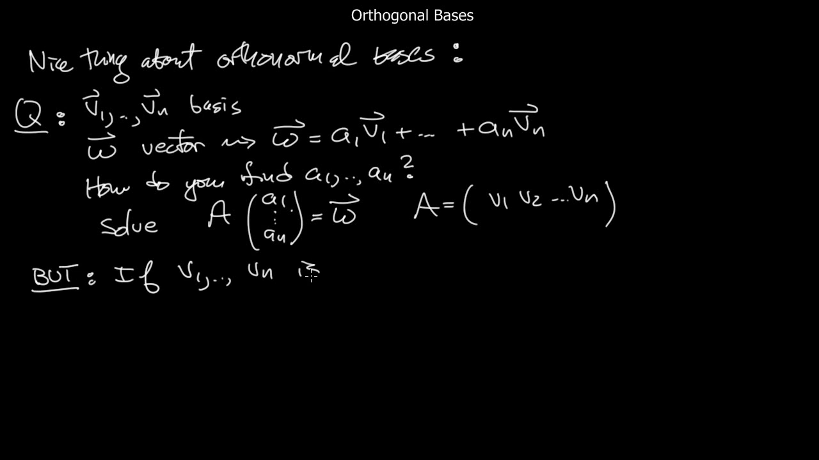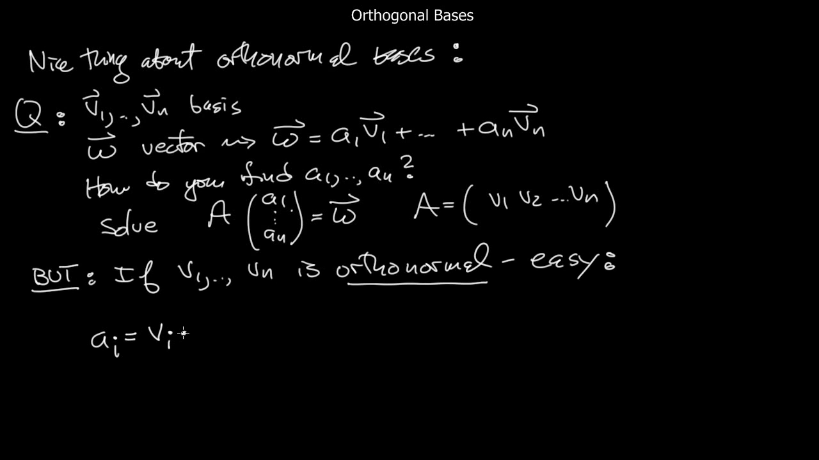It's not easy. But suppose that v1 through vn was an orthonormal basis, then it's very easy. And the answer is there's a simple formula for ai, which is simply you take the dot product of vi with your given vector w. So that's wonderful. You don't have to do any matrix calculation at all. You simply take the dot product of vi with w to find the ith coefficient.